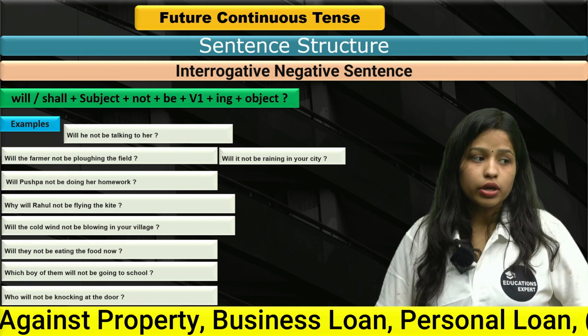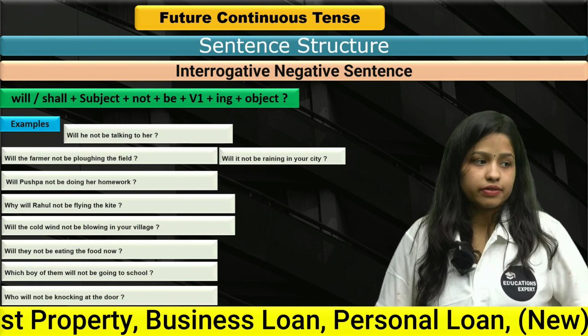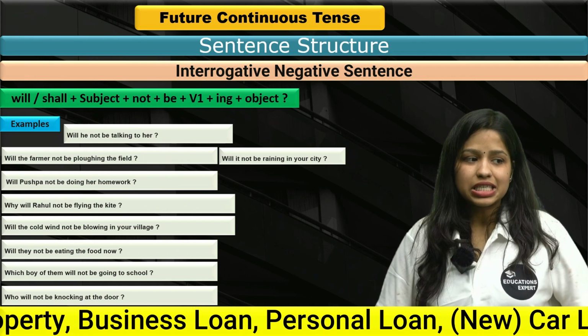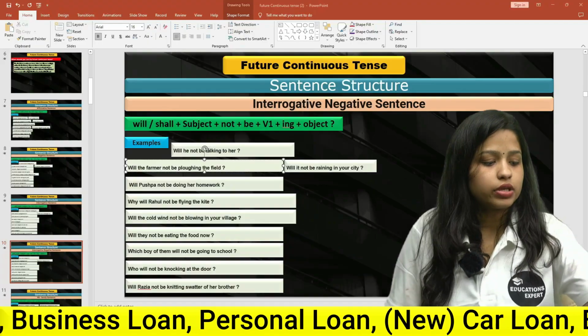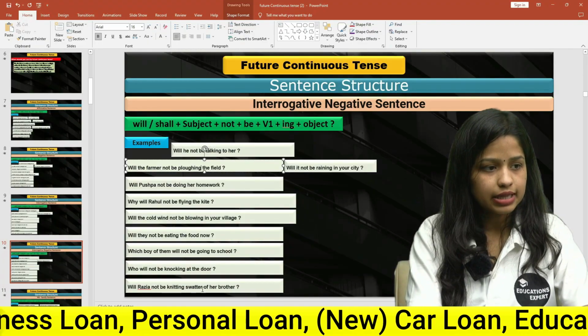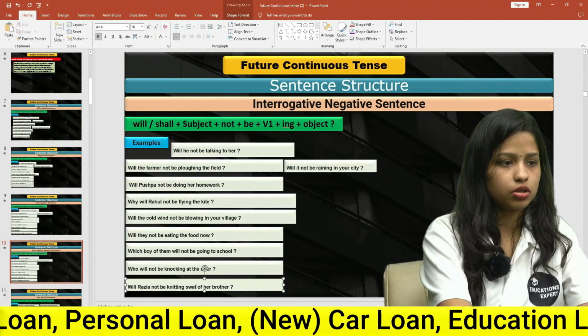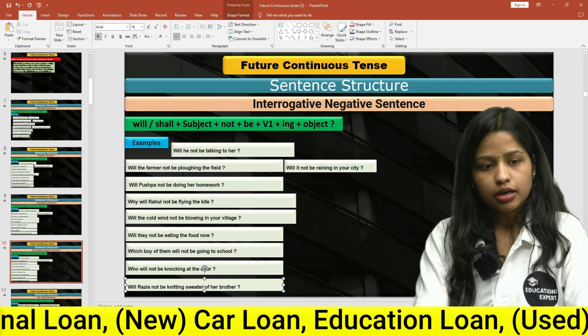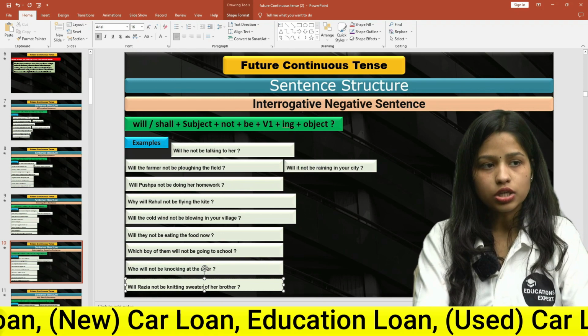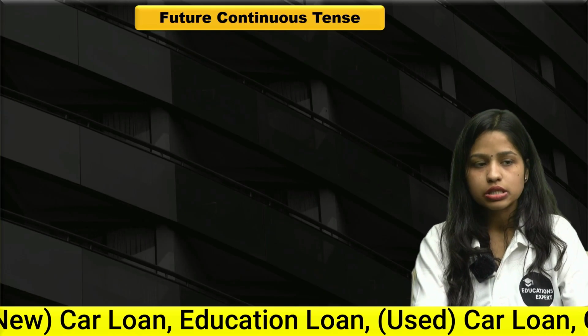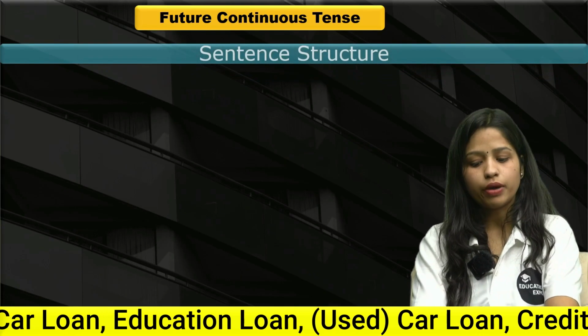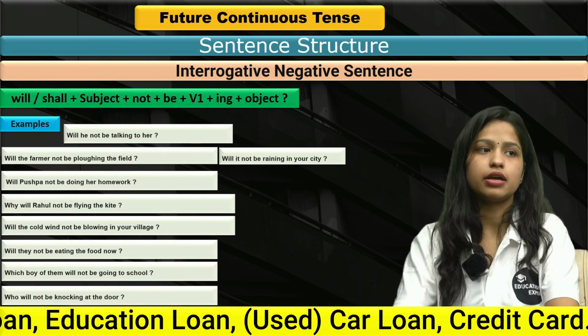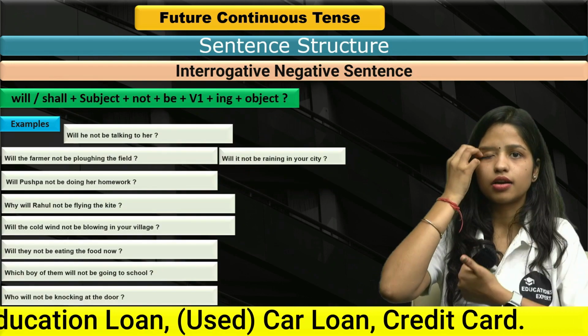Who will not be knocking at the door? Double interrogative. Will Razia not be knitting a sweater for her brother? Sweater's spelling is wrong, let me correct it. I'm so sorry about this. Yeah. Then the last one is, will it not be raining in your city? Now I'm hoping that everything is clear to you and every sentence is definitely clear.